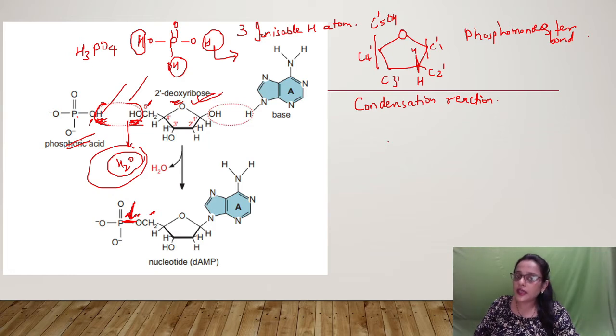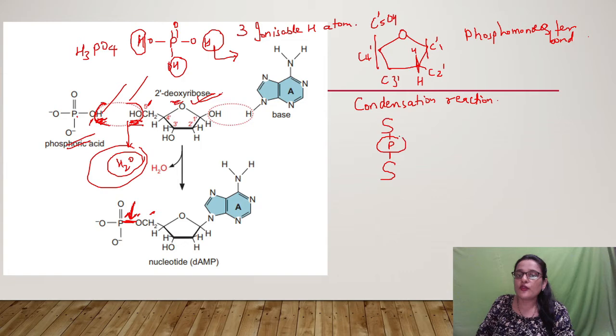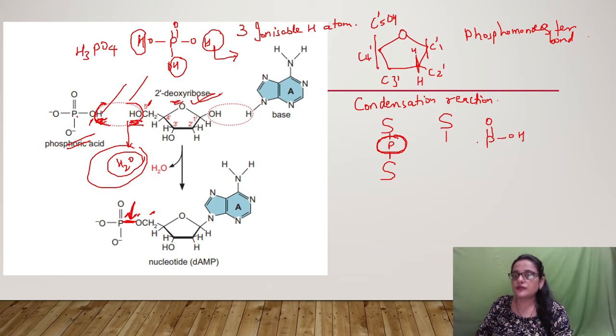So in case of DNA, a phosphodiester bond is formed. Where and how? See, this sugar is connected with another sugar by the help of one phosphoric acid molecule. If I draw, this is sugar, and I will draw over here one phosphoric acid. So this is our molecule which will join these two sugars.